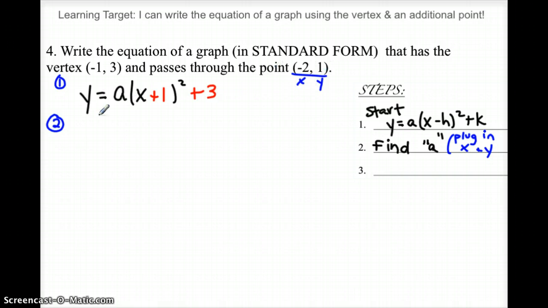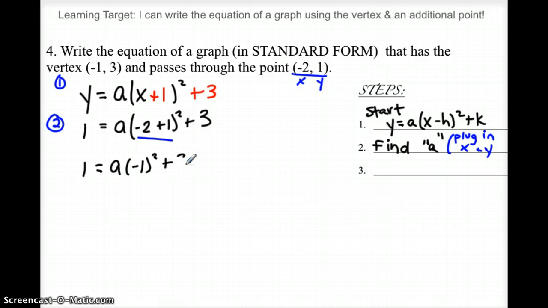So in place of y, I'm going to put a 1. I still don't know a, but in place of x, I'm going to put negative 2, and I'm going to keep everything else. Okay. So I think I'm going to work inside of here first. What is negative 2 plus a 1? Well, that's negative 1, and we're going to square that. And then what's negative 1 squared? Well, that's just a positive 1. So I really have 1 equals 1a plus 3, because negative 1 squared is 1.